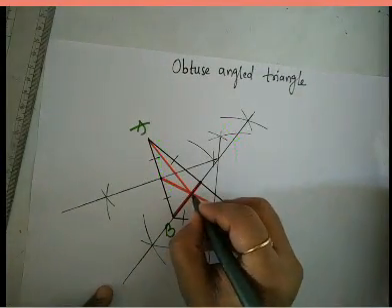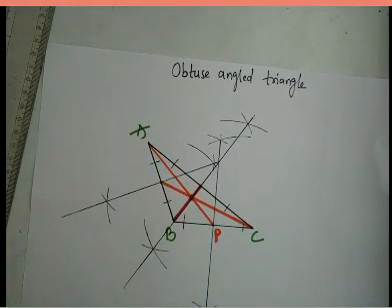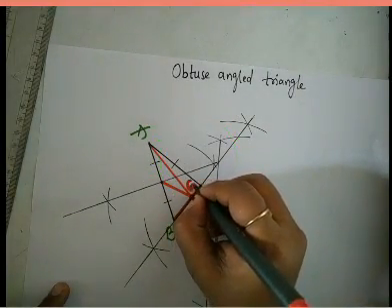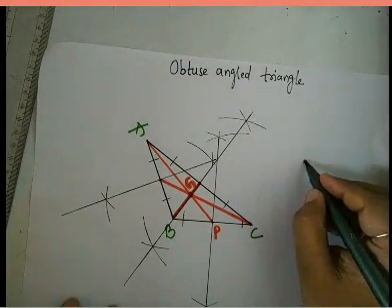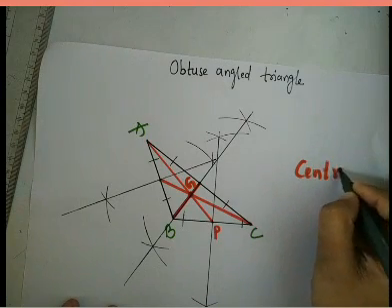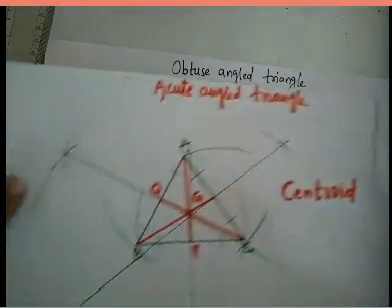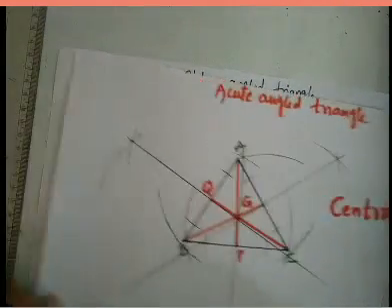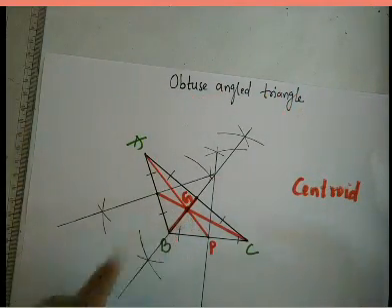And these three medians are intersecting. If you can see, they are intersecting at one single point. This is called the centroid, which is denoted by G. So we have drawn the centroid in an obtuse angle triangle. Now if you see the previous one, in the acute angle triangle, the centroid we got was inside the triangle. Then in the obtuse angle triangle, we have also got the centroid inside the triangle.